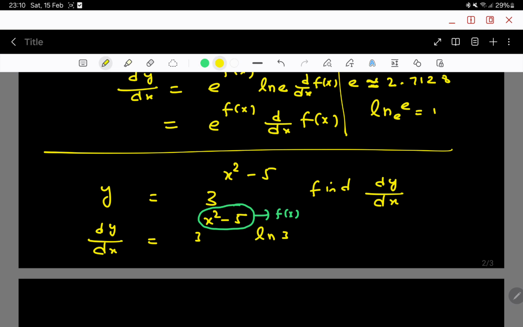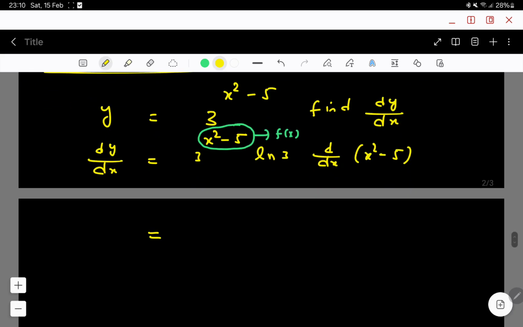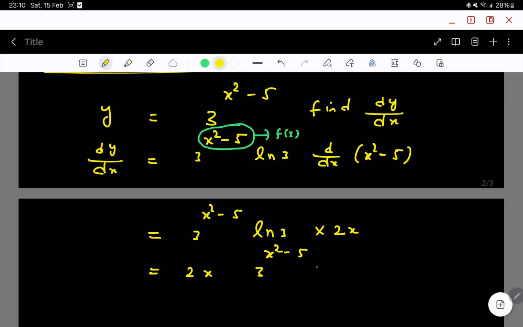So d by dx of x square minus 5. So 3 power x square minus 5 ln 3. D by dx of x square is 2x. D by dx of 5 is 0. So write 2x here. 3 power x square minus 5 into ln 3.